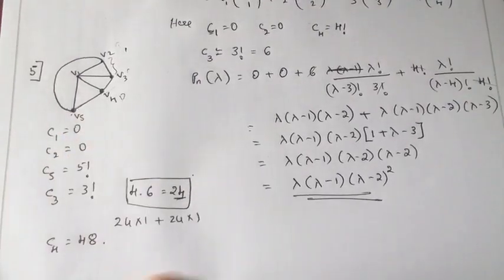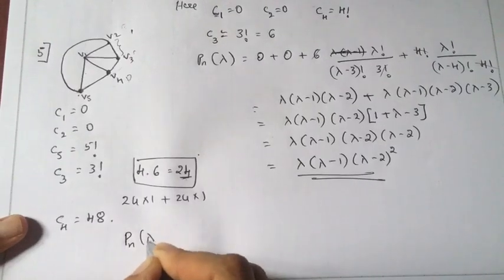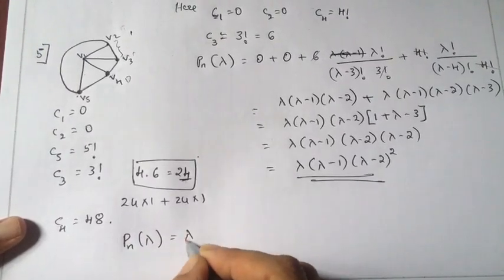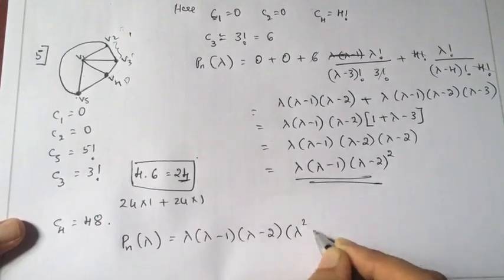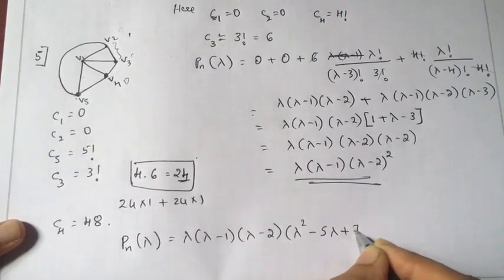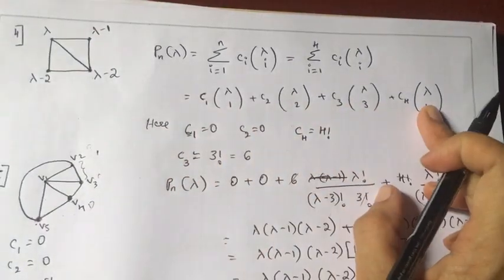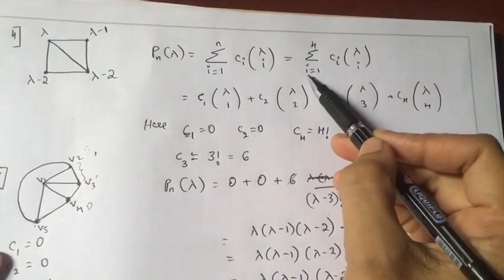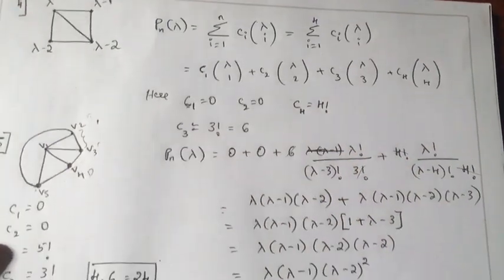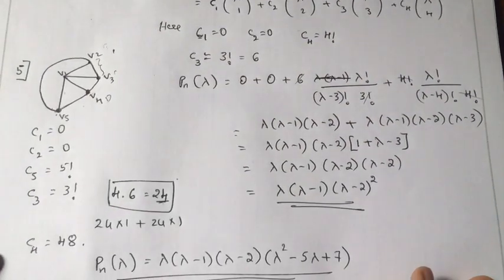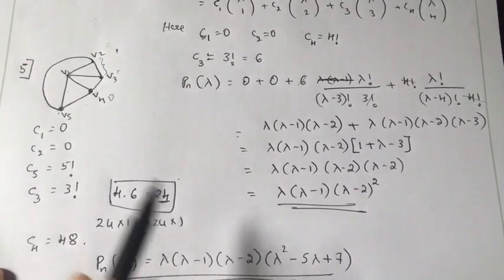So put these values c1, c2, c3, c4 and c5. Pn of lambda you are getting as lambda into lambda minus 1, lambda minus 2 into lambda square minus 5 lambda plus 7. Put it in this main equation. Here you have got 5 vertices, so summation i from 1 to 5 you have to take and put the values of c1, c2, c3, c4 and c5. On simplification you are getting this expression for this graph.